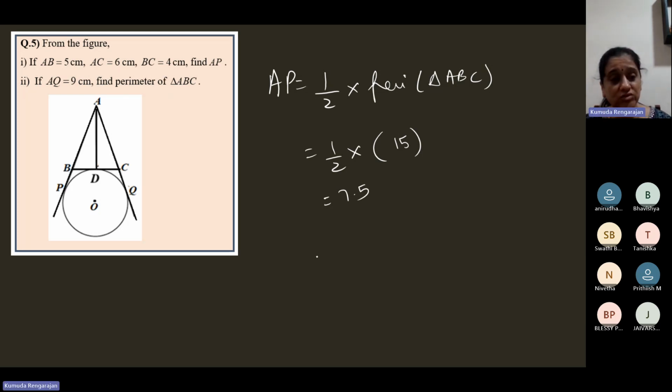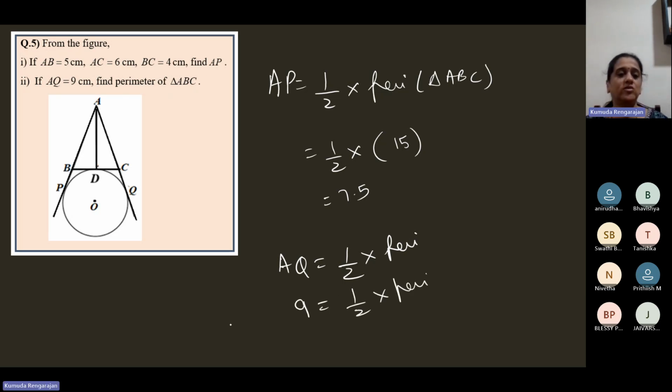In the next one, AQ is given, and you'll have to find the perimeter of triangle ABC. Again, AQ is equal to half into perimeter of triangle ABC, because this result holds good for AP and AQ. So AQ is 9. 9 is equal to half into perimeter. So perimeter is equal to 9 into 2, 18. So remember this result. AP and AQ both are equal to half the perimeter of triangle ABC.